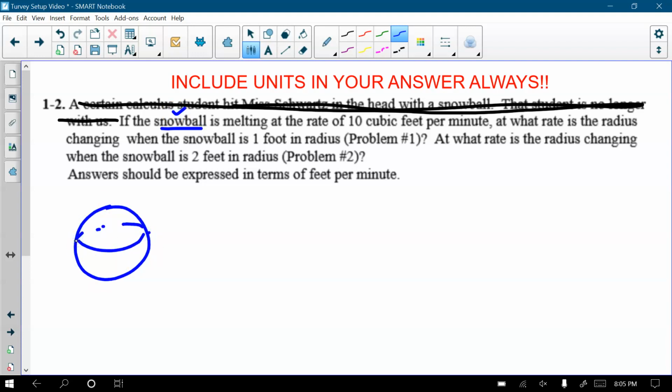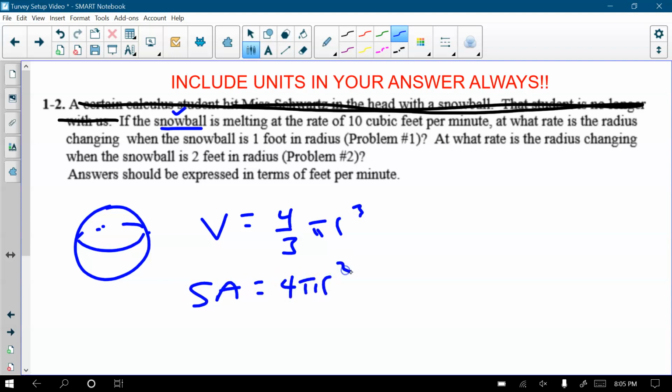Okay, a sphere has two things that come to mind. The volume is 4/3 pi r cubed, and I don't know what they want yet. The surface area is actually the derivative of 4/3 pi r cubed, which is 4 pi r squared. So those are just two formulas that you may find useful if you need to do the problem.